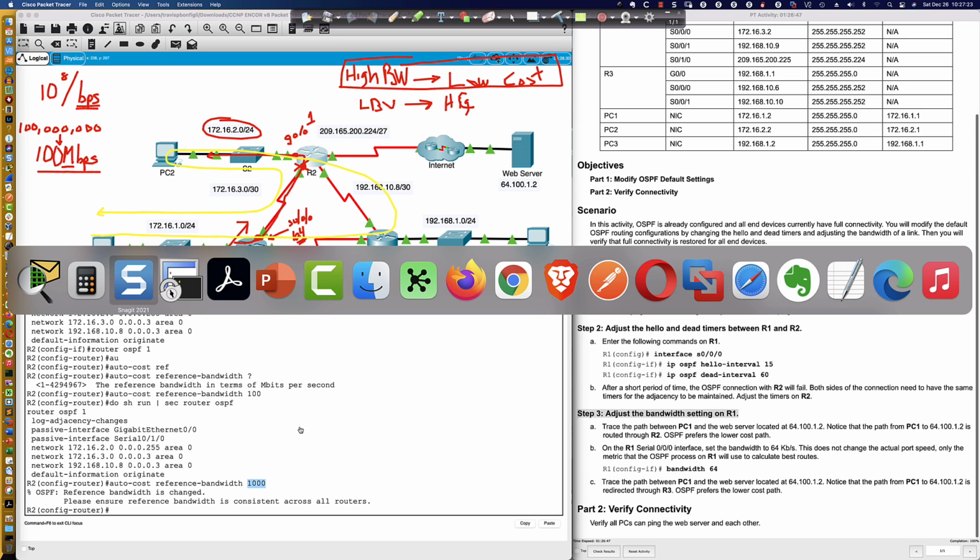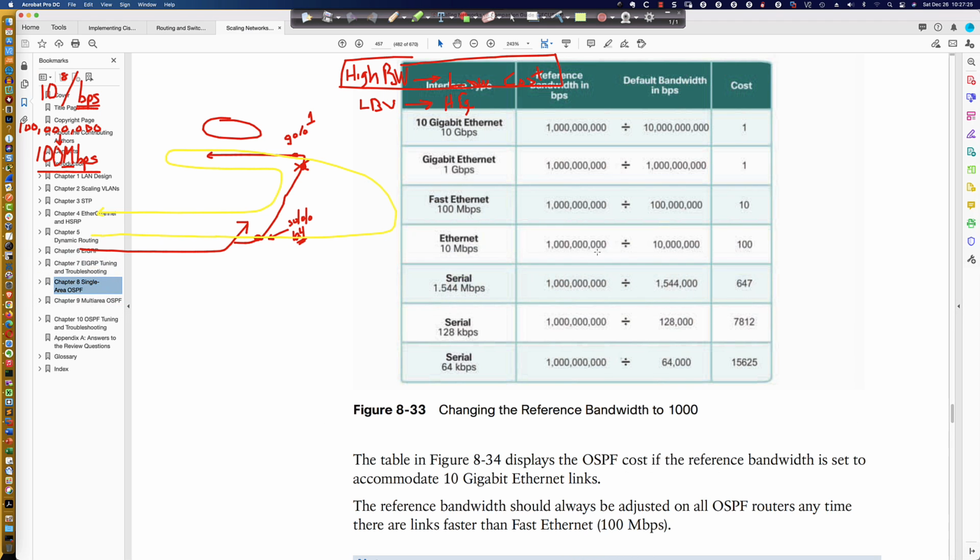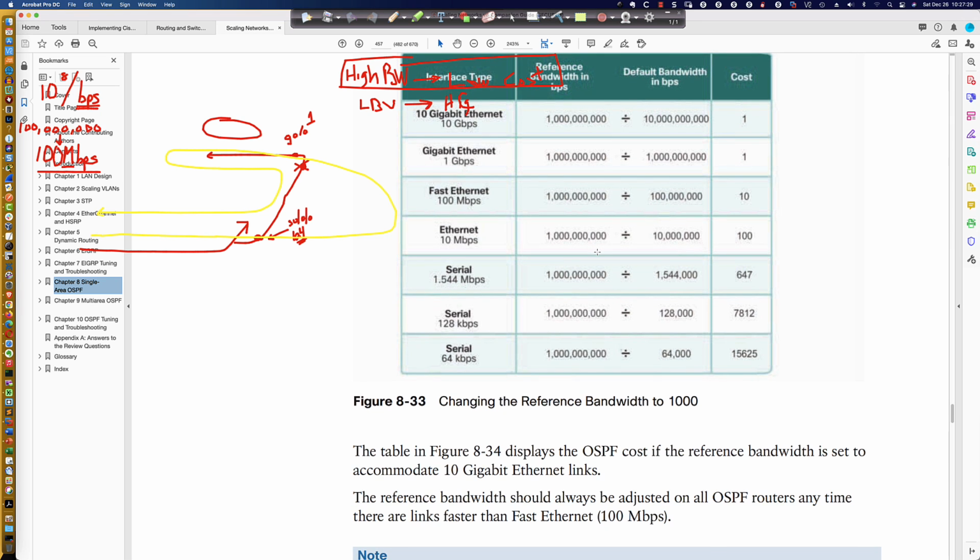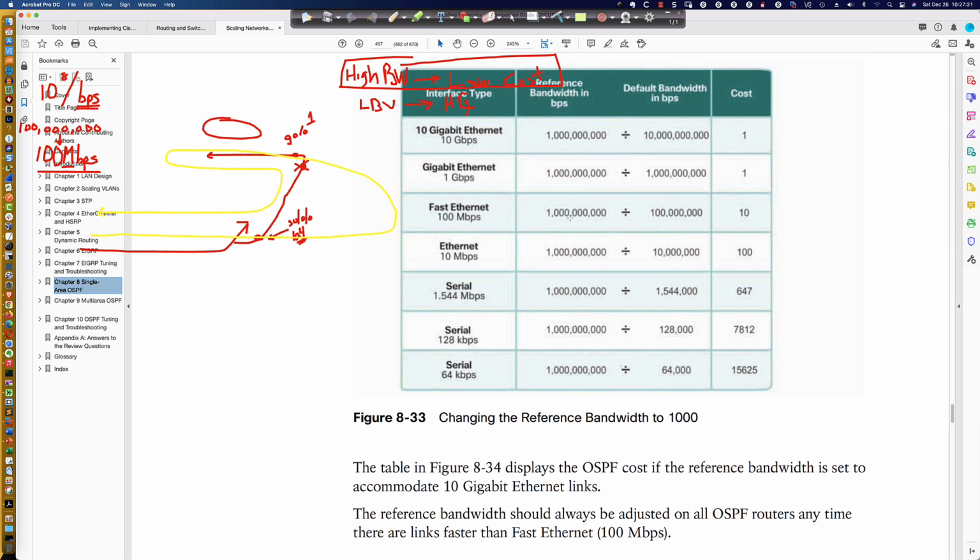In fact, I actually think I have the text showing me here. Yeah, and so here it is. We set it to a gigabit per second, which is going to be, what is that, a billion? 1,000, 100,000, millions, a billion. So it's going to be 1 billion bits per second.